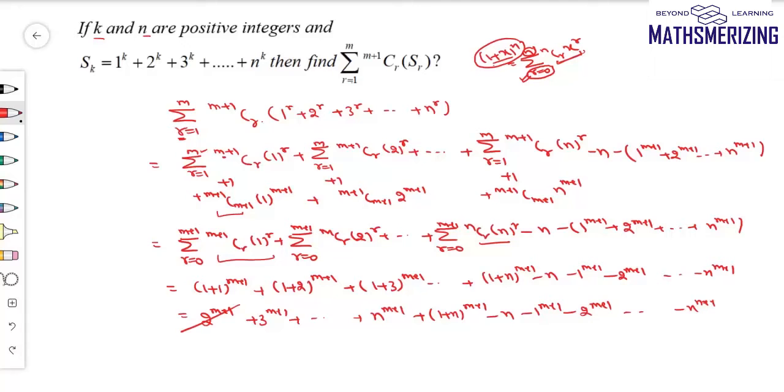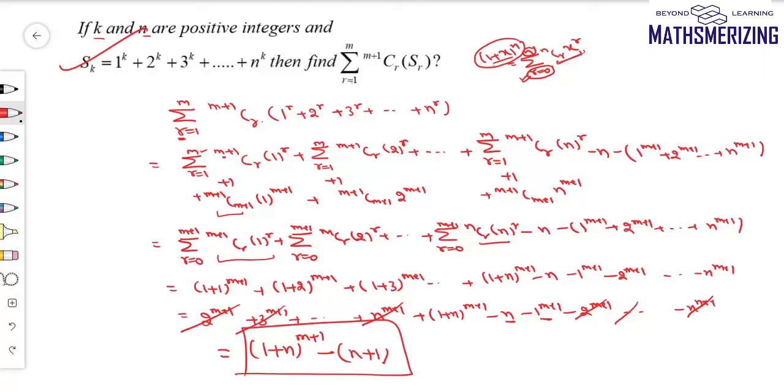Now 2 to the power of m plus 1 will get cancelled. In the same way 3, in the same way n. So I'll get (1 plus n) to the power of m plus 1, and then minus n minus 1. So there'll be minus n plus 1. So the answer to this series will be (1 plus n) to the power of m plus 1 minus (n plus 1).